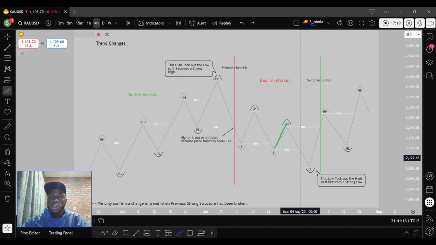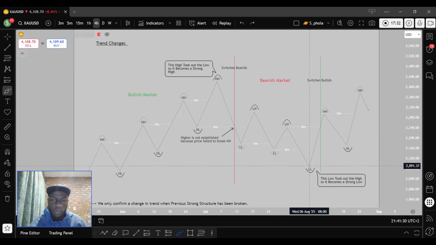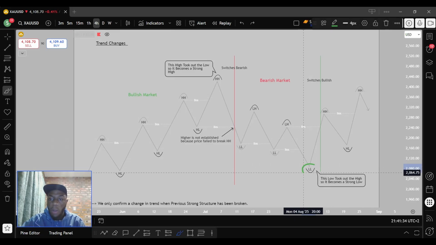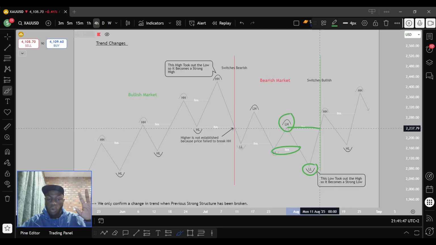You understand? So for us to confirm a trend change, you need to get a break in your strong high. You understand? So in this case, for us to confirm a bullish trend change, what needs to happen? Our lower low needs to break our lower high, which broke structure.